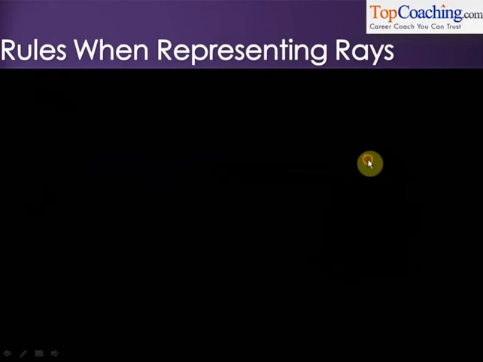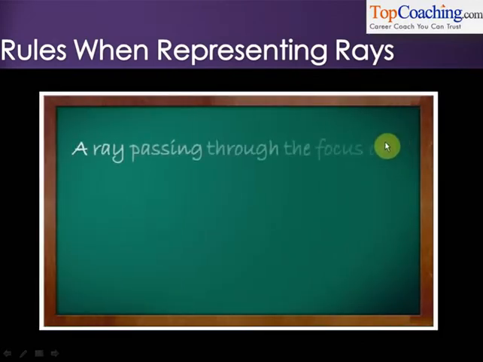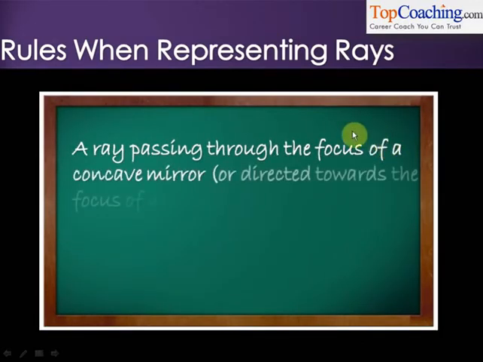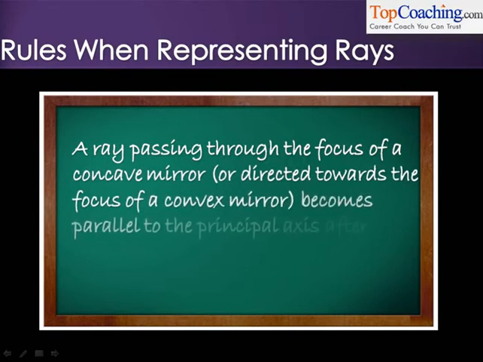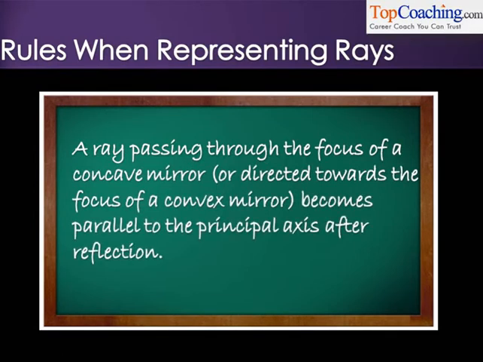The second rule, however, is a rule that we have not studied earlier. It says that a ray passing through the focus of a concave mirror or directed towards the focus of a convex mirror becomes parallel to the principal axis after reflection. What does this mean?